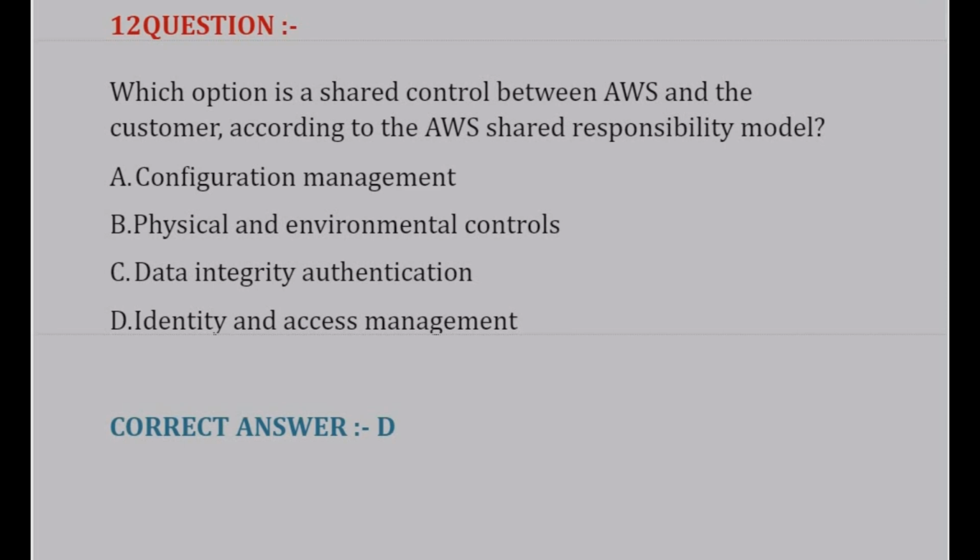Question is, which option is shared control between AWS and the customer according to the AWS shared responsibility model? Option A. Configuration management. Option B. Physical and environmental controls. Option C. Data integrity authentication. Option D. Identity and access management. Correct answer is option D.